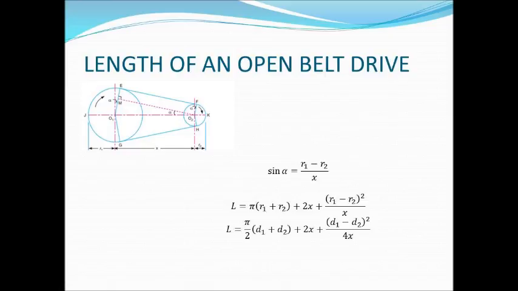The length of an open belt drive, as we can see in the formula given on the board, where R1 is the radius of the big pulley and R2 is the radius of the smaller pulley, while X is the distance between the centers of the two pulleys. As you can see in the formula, L equals pi times bracket R1 plus R2 bracket close, plus 2X, plus bracket open R1 minus R2 bracket close all squared, all over X.